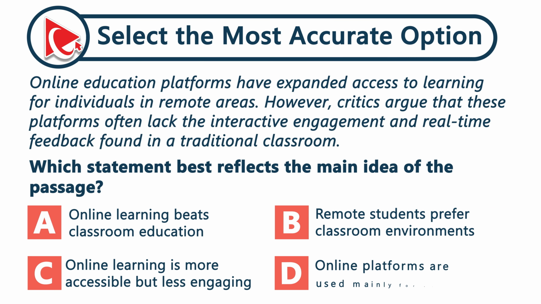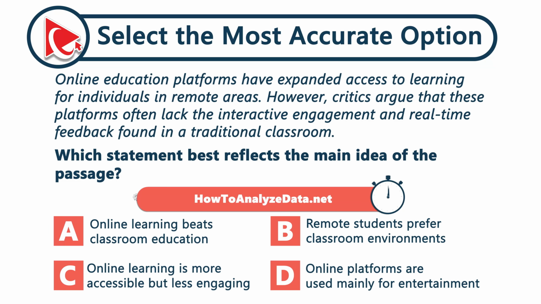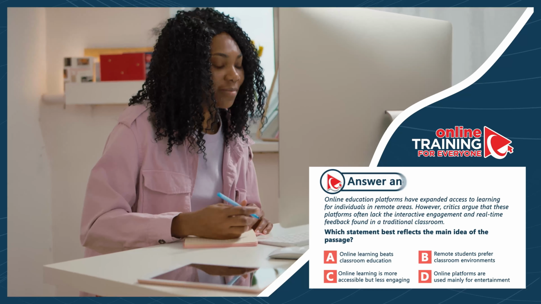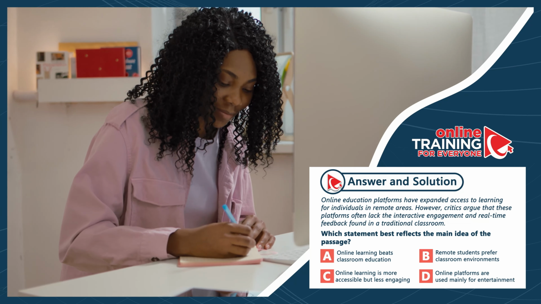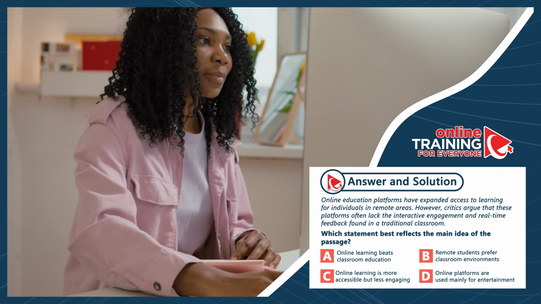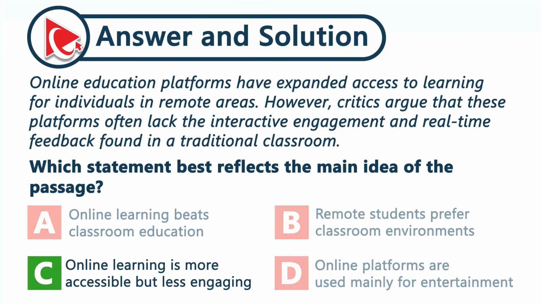Can you determine which statement best reflects the main idea of the passage? Online education platforms have expanded access to learning for individuals in remote areas. However, critics argue that these platforms often lack the interactive engagement and real-time feedback found in traditional classrooms. Here's what's important. The passage discusses how online education improves accessibility for remote learners, but also points out lack of interaction and feedback. The correct answer here is choice C.